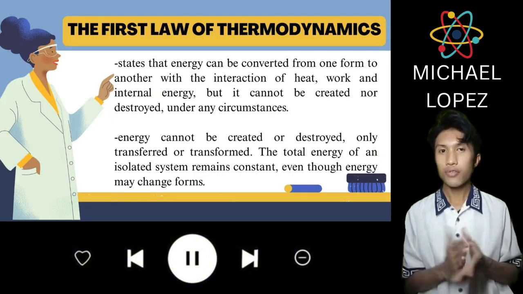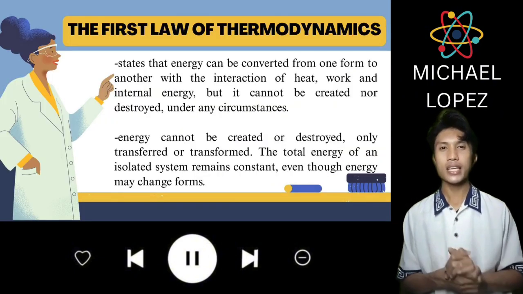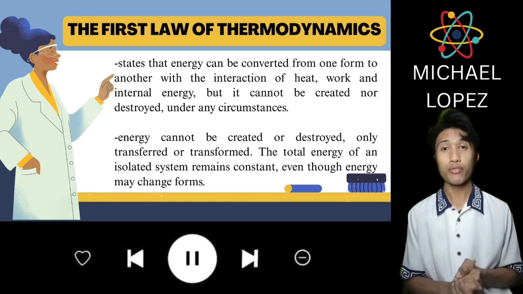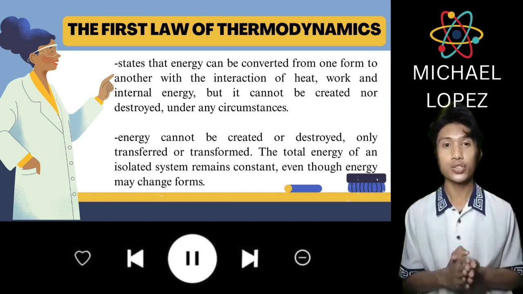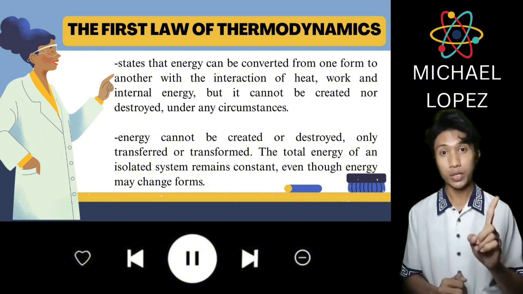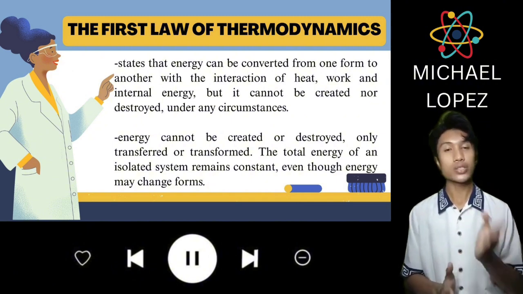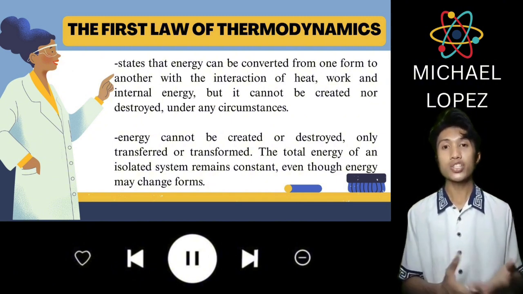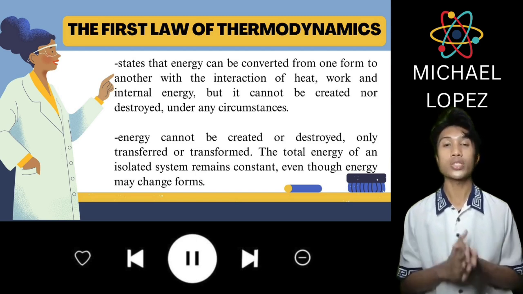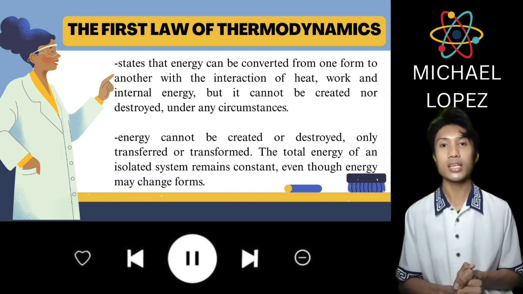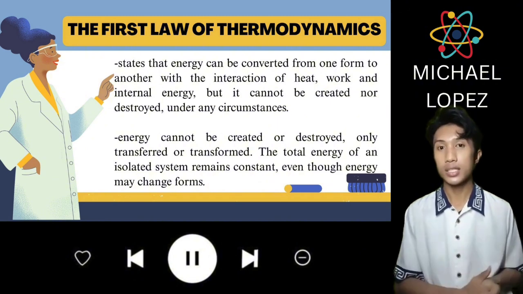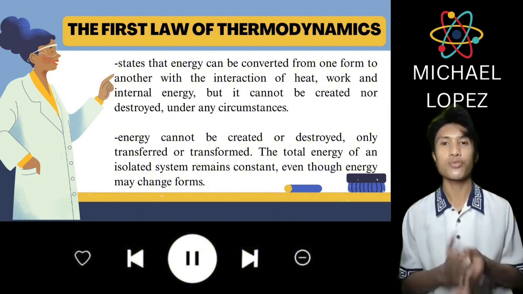The first law of thermodynamics states that energy can be converted from one form to another through the interaction of heat, work, and internal energy, but it cannot be created or destroyed under any circumstances. Energy can only be transferred or transformed. The total energy of an isolated system remains constant even though energy may change forms.